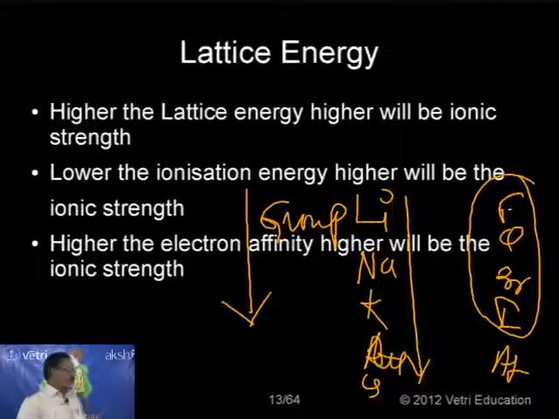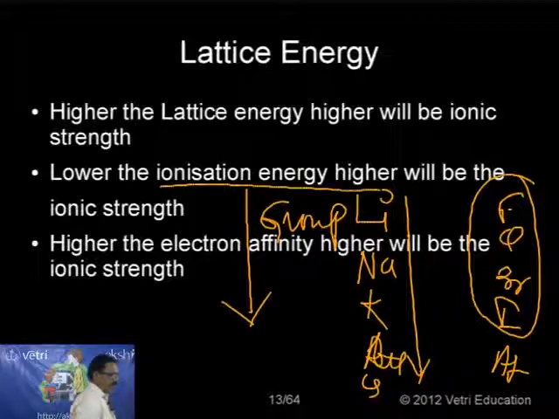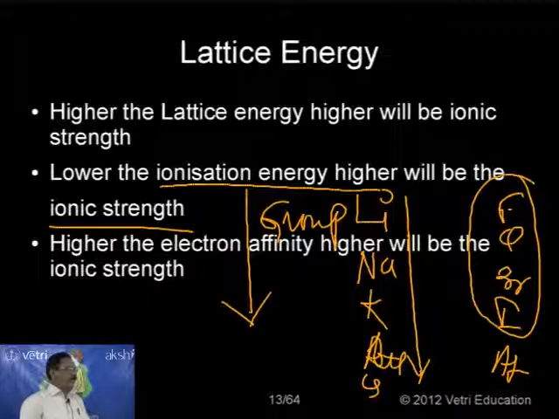Here I want to give one piece of information. Kindly follow: the lower the ionization energy, the higher will be the ionic strength. That means when you move down the group, ionization energy decreases, so ionic bond strength will increase.